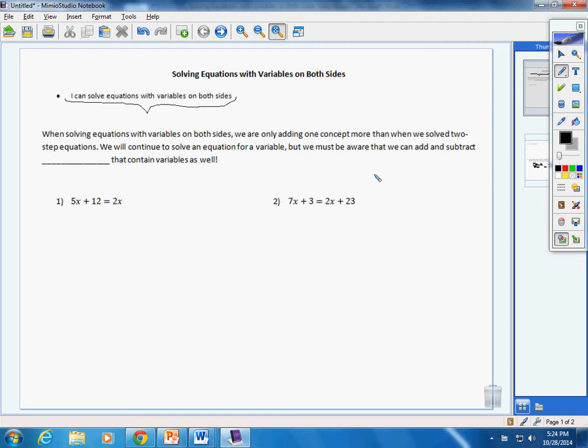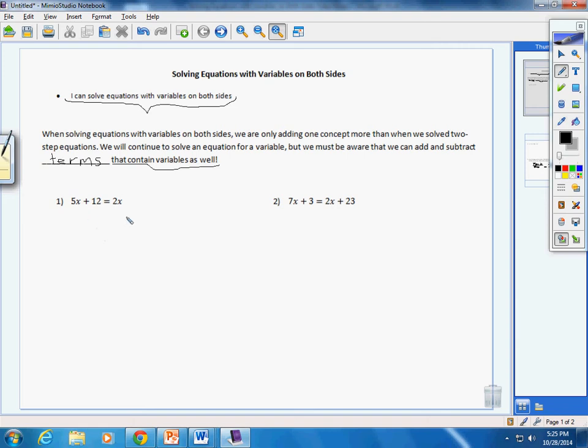We will continue to solve an equation for a variable. However, we must be aware that we can add and subtract terms. That's what we have here. We must be aware that we can add and subtract terms that contain variables as well. That's the only difference. We need to know that we can add and subtract numbers that are attached to variables as well.